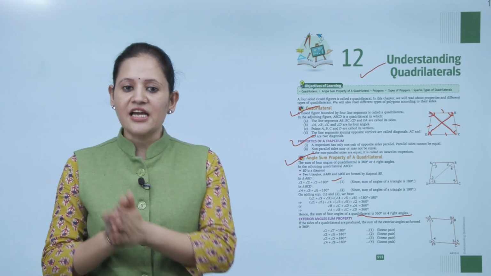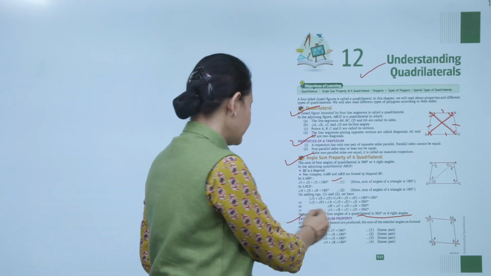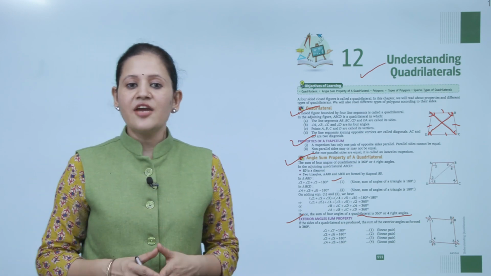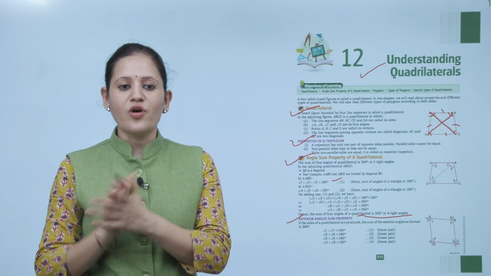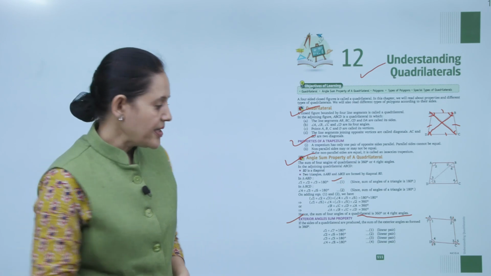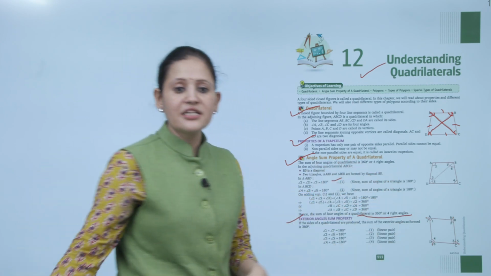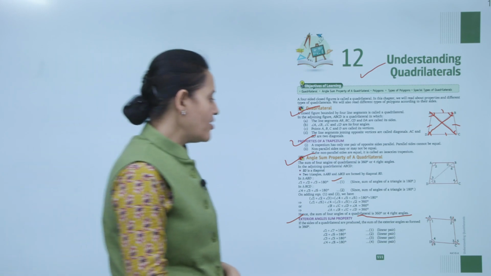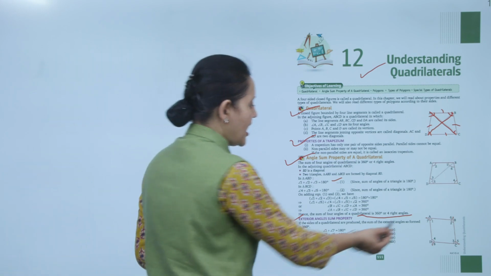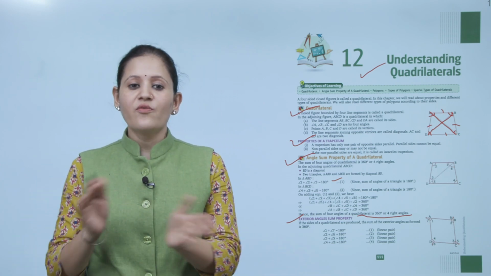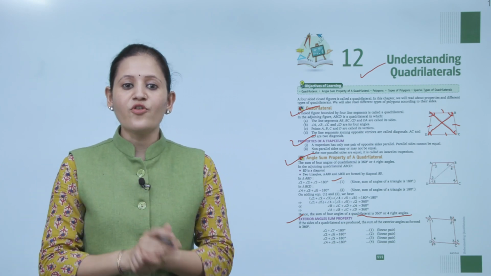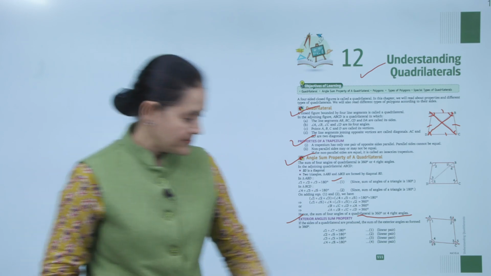Next is the exterior angle property. If the sides of a quadrilateral are produced, the sum of the exterior angles so formed is 360 degrees. Whatever the exterior angles are, what will their sum be? 360 degrees. Angle 1 plus 7, that is 180 degrees, a linear pair. Angles 2 and 6, 180 degrees; 3 and 5, 180 degrees; 4 and 8, 180 degrees.